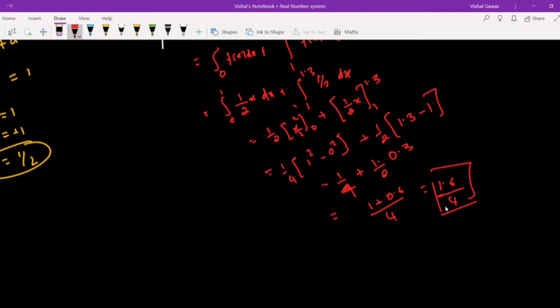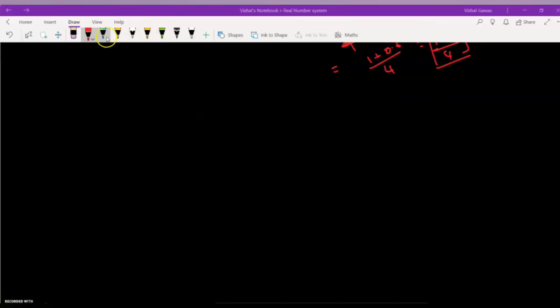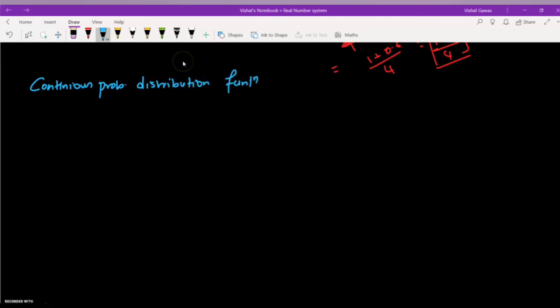Okay, so let's look at more things. Let's look at the continuous probability distribution function. It is F of x, the probability that the random variable is less than or equal to x, which is the integral from minus infinity to x of f of t dt.